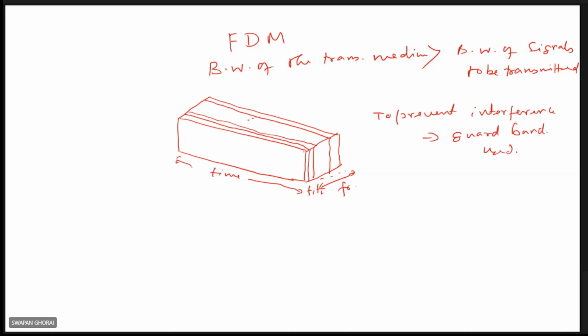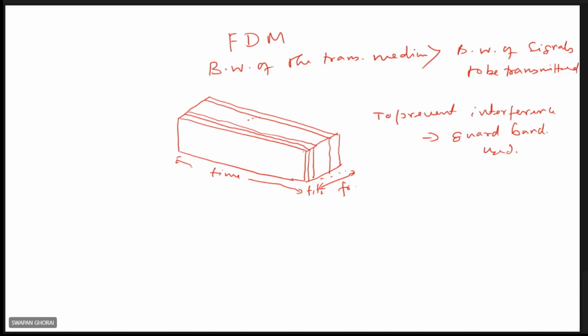So after this, there are separate carrier frequencies. These frequencies will be combined. Multiplexer, you see, initially there will be multiplexing. These frequencies will be combined to get the composite signal. That composite signal will be an analog signal, right?